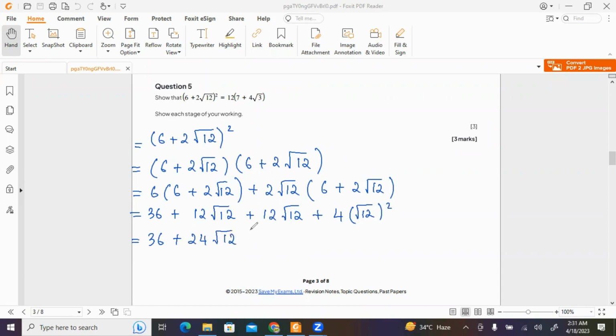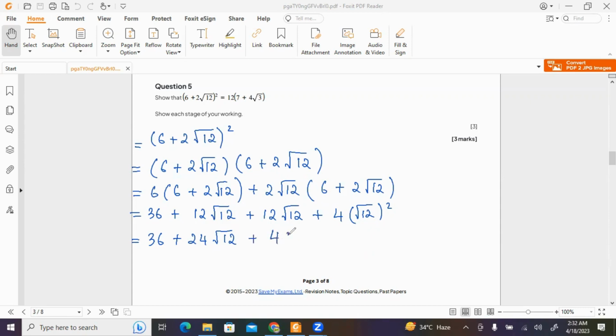Now, when it comes to adding or subtracting surds, you need to remember that when you're adding or subtracting them, the number inside the root sign has to be the same. If it's not the same, then we cannot add or subtract them. In this case, since inside the root it was 12 for both 12 root 12 and 12 root 12, I can add them, and I did add them and turn it into 24 root 12.